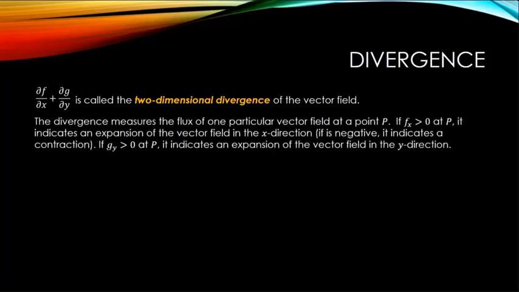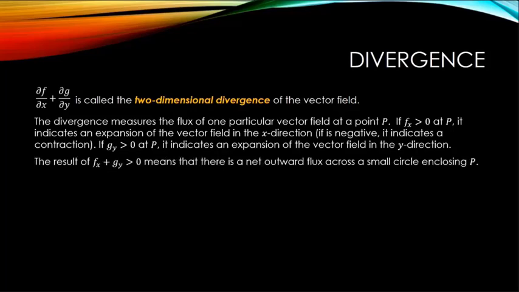The divergence of a vector field measures the flux of one particular vector field at a point P. If the partial of f with respect to x is greater than 0 at that point P, it indicates an expansion in the vector field in the x direction. If it's negative, it's going to indicate a contraction of the vector field. If the partial of g with respect to y is greater than 0 at P, it indicates an expansion in the vector field in the y direction.